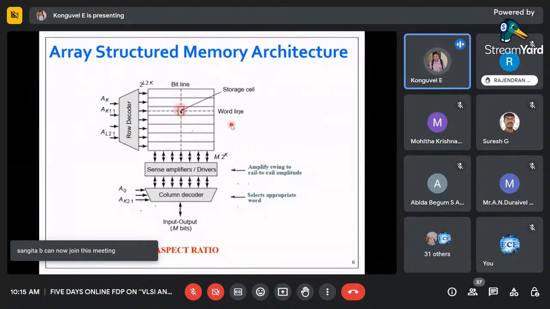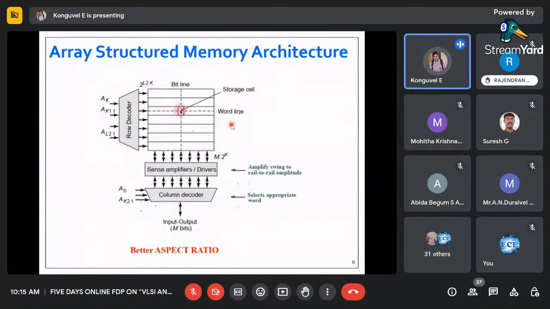So in that case, we will have a swing from 0 to VDD, but the bit line you are selecting will not reach a full VDD. We will not get the very minimum to maximum swing, but rather, for example, instead of 5 volts, we may get 4.75. So to avoid that, we go for drivers or sense amplifiers.